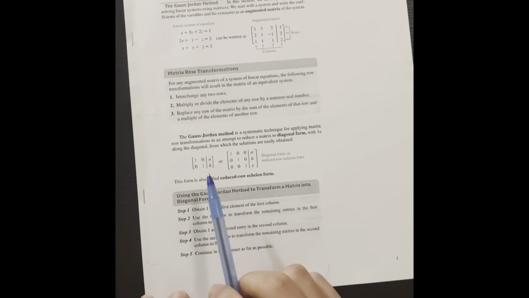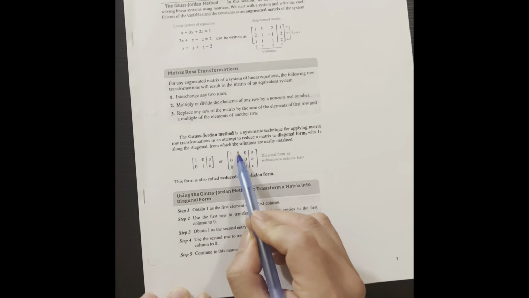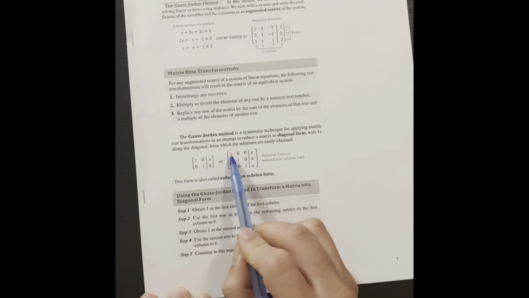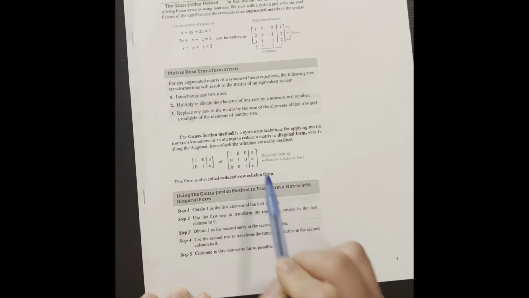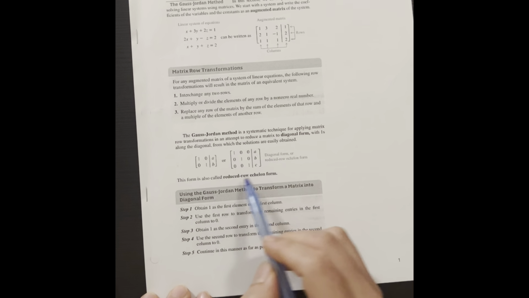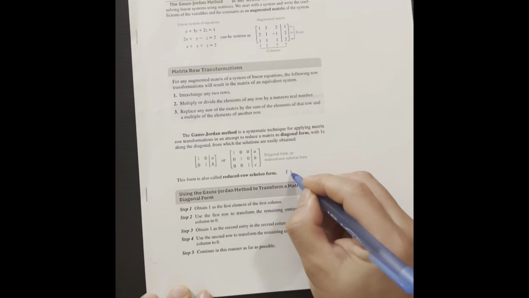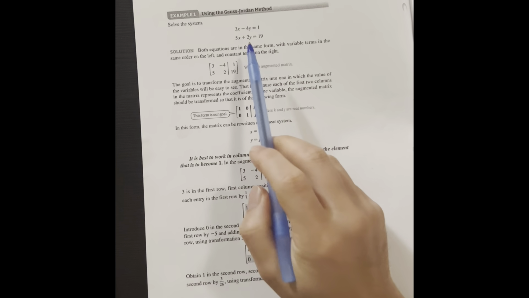So the goal of this method is to get to this final form where the diagonal is 1 and the rest are 0. So 1, 1, 1, and the rest are zeros. And the result, in this case, will be x equals a, y equals b, and z equals c. This form is also called the reduced row echelon form, RREF.